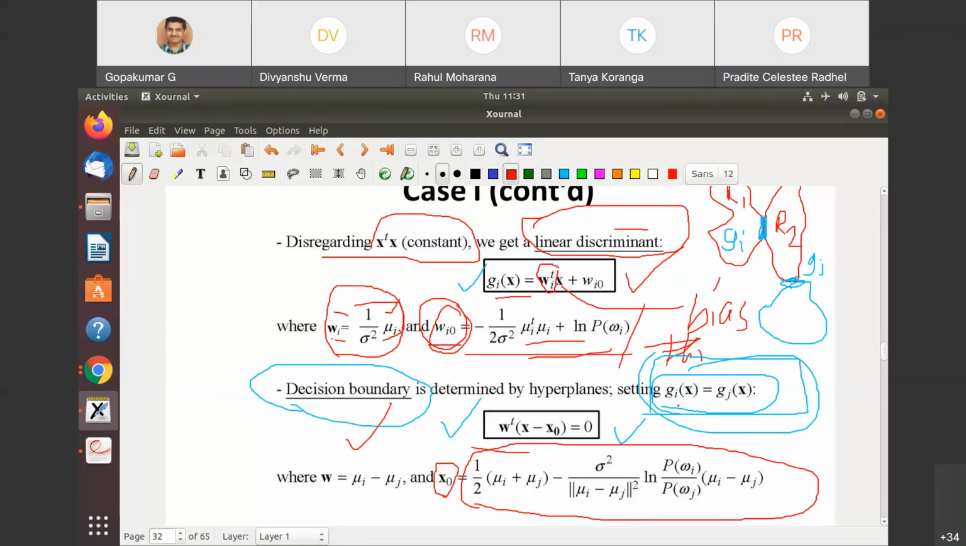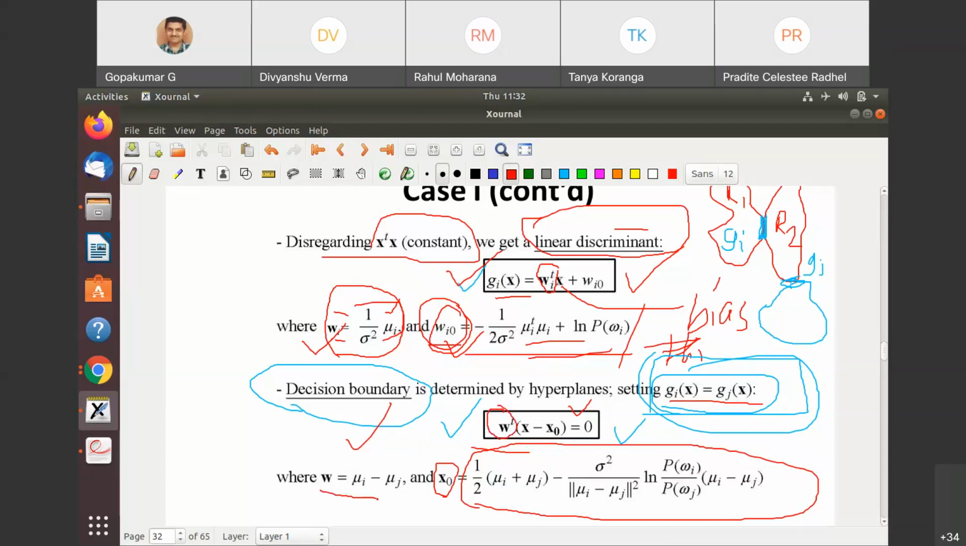So this is nothing but applying this equation, gi of x and gj of x, that means substituting the corresponding values of wi, wj, wi0 and wj0. Then we are just rewriting it in this form because this is a decision boundary form. We assume that it is equal to 0, because g of x equal to 0 is the way we define a decision boundary. So here it is of this form, but there is the w vector.